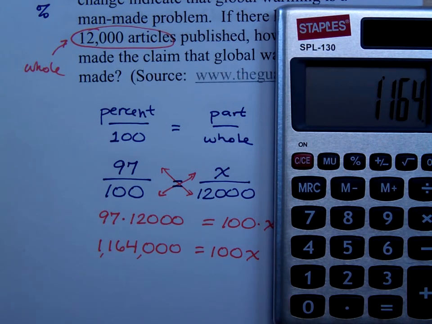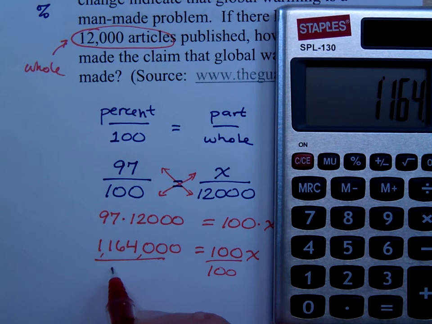How do we finish solving this? Divide by 100. Those reduce. On the right side, the 2 zeros here would reduce with the 2 zeros there. That's the easy way to divide by 100. So you find out that x is equal to how many? 11,640. 11,640. Does this answer make sense?